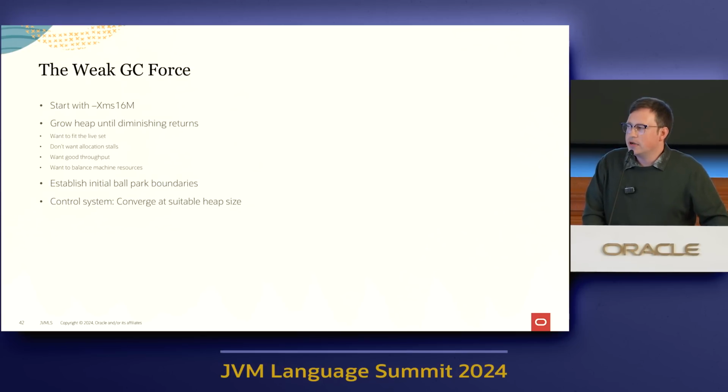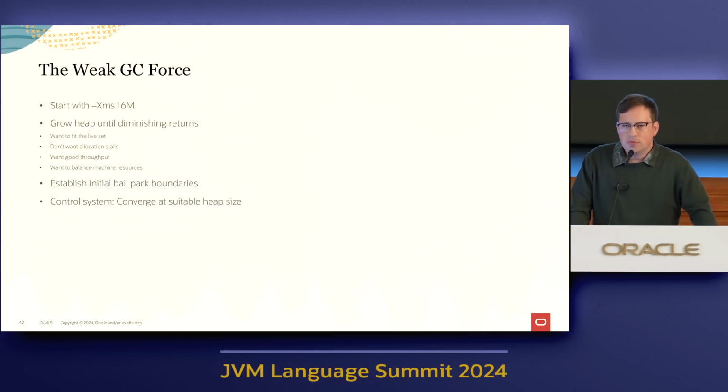So the first thing we're going to do, we start off with a 16 megabyte heap, which is quite optimistic. If you run java -version, you're going to find that you use 45 megabyte of RSS on the minimum heap. So it's a very small heap size. And then from that, we want to grow the heap until we hit some form of diminishing returns. And we want to make sure that we fit in the live set, don't get allocation stalls. We want good throughput, and we also want to have a good balance of machine resources.